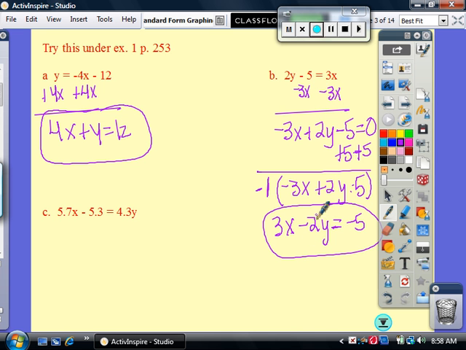First, the coefficient is the number in front of the variable. So the leading coefficient, the number in front of x, needs to be positive. Now, does it matter if we just subtract 2y instead? It does not. Subtract 2y, and that would have been even easier.